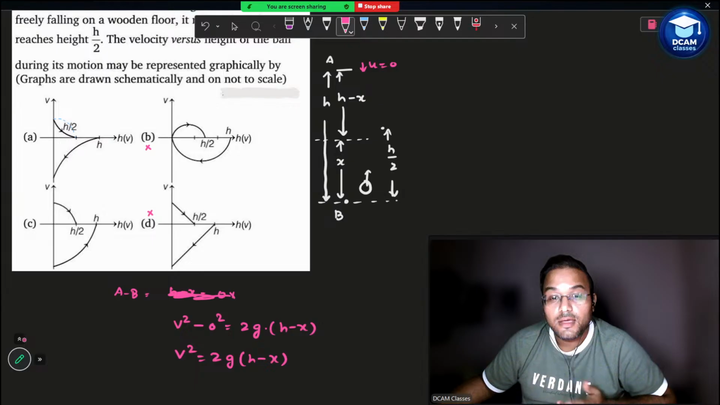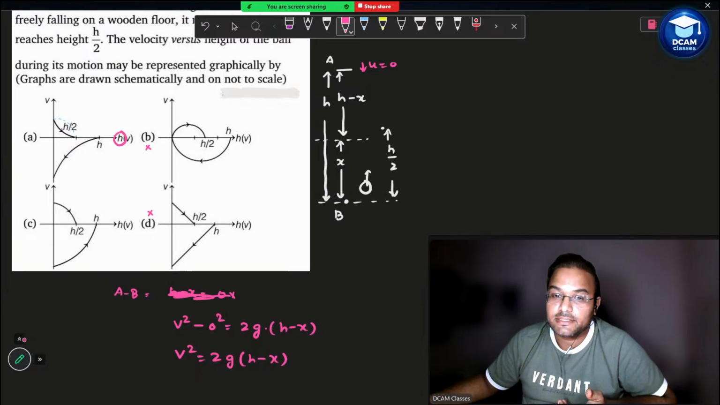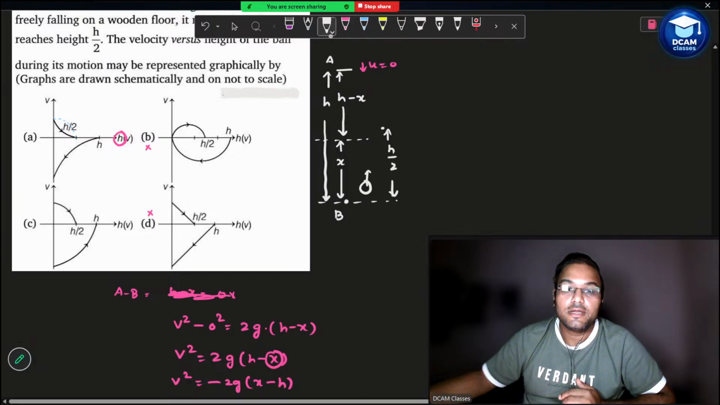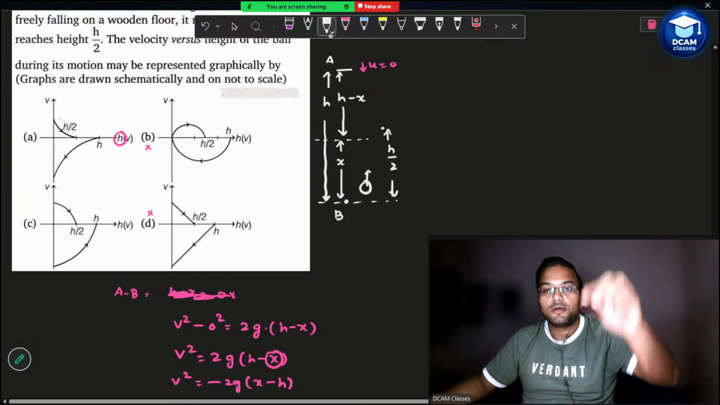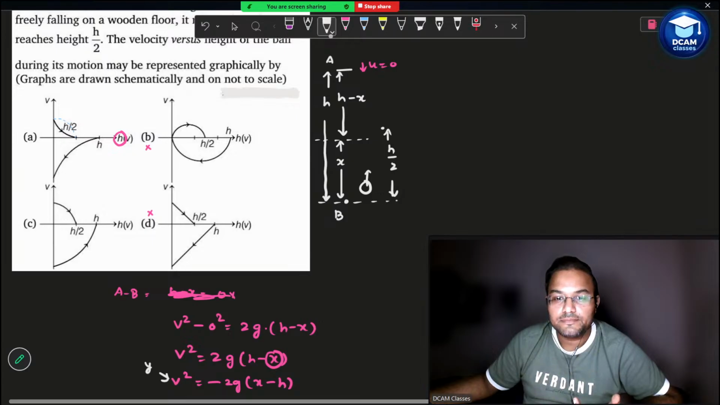Yes. Here, the height that he wants is x. h is a constant, and V is vertical. So I'll write it as V squared equals minus 2g into (x minus h). Here, in this motion, when it is dropped from top to bottom, y is V squared, and x is our H, which has been represented on the x-axis.